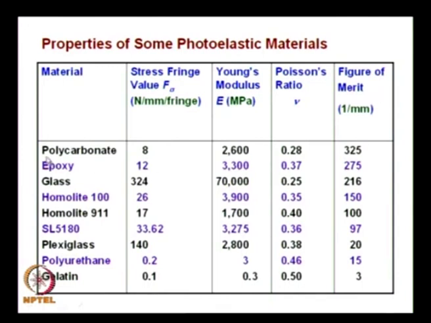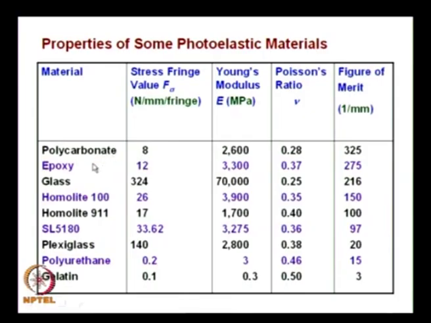So, we have seen polycarbonate and epoxy are similar. Polycarbonate has 8 Newton per millimeter per fringe, and this is obtained for a sodium vapor source, and we have seen that it is a function of the wavelength, and it will also change from time to time. You will also have to keep in mind that you calibrate the material and then use the property.